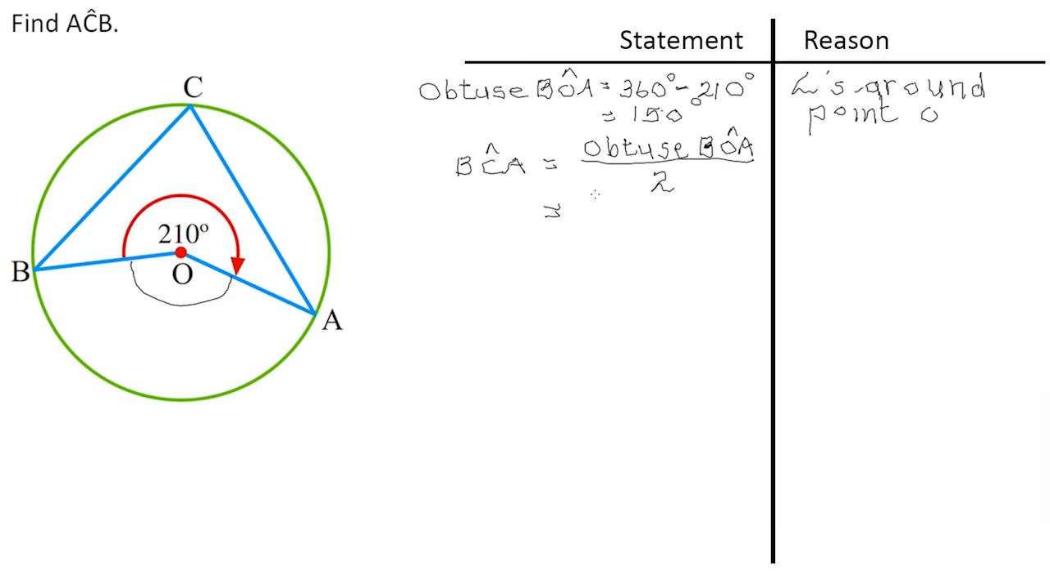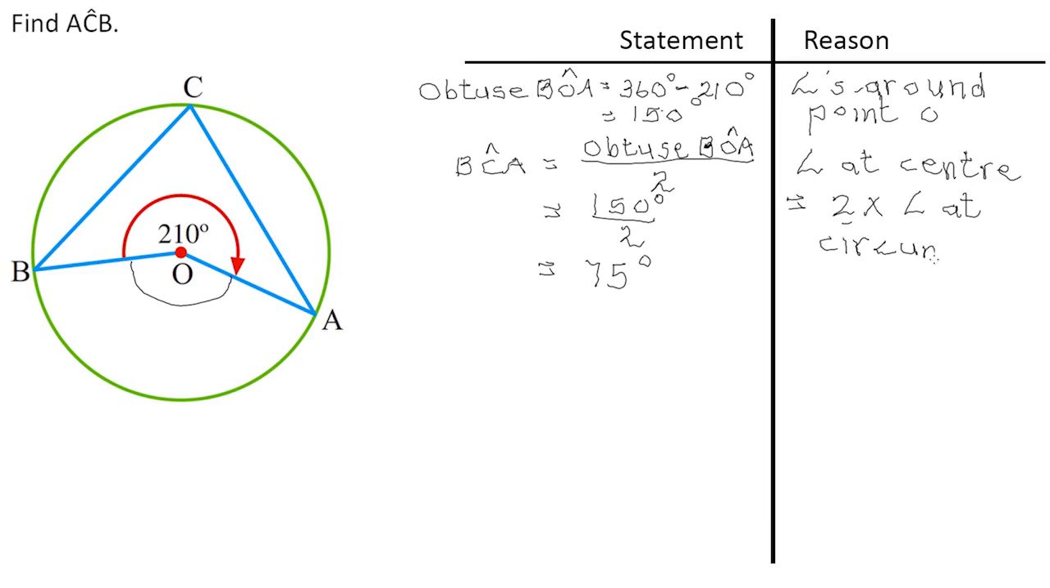Which will be equal to 150 degrees divided by 2, and therefore BCA is 75 degrees. What is the reason here? Angle at center equals 2 times angle at circumference. And that is the question.